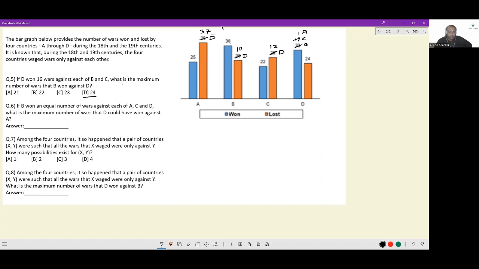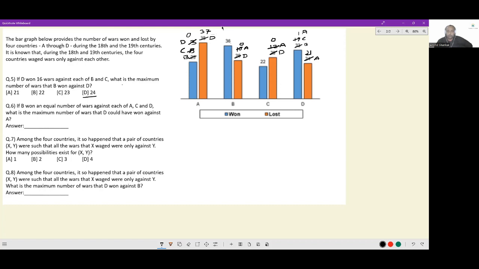Now for the 25 wins of A, let it be against B. It can win 15 maximum, so B loses all to A and gets to 0. Then against C, left with 3 here, loss to A gets to 0 here. Now for these 3 wins, they have to be against D. So D loses 3 to A and gets to 21.